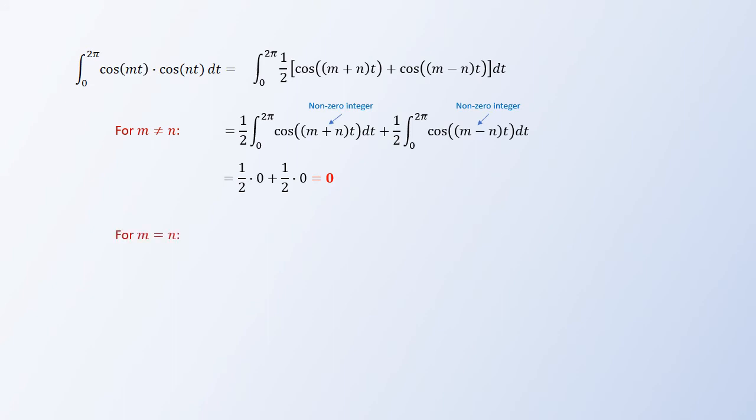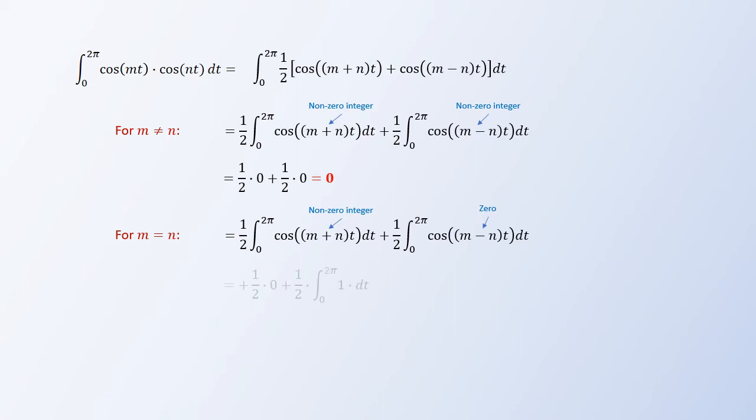And for the case where m is equal to n, we separate the two integrals. This will be non-zero, and so that whole integral will drop out. And this one will be 0, and the cosine of 0 is 1. And for the same reasons that we saw earlier, the value of this integral will be pi.